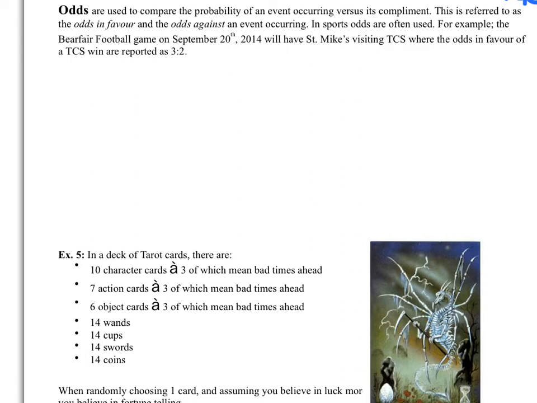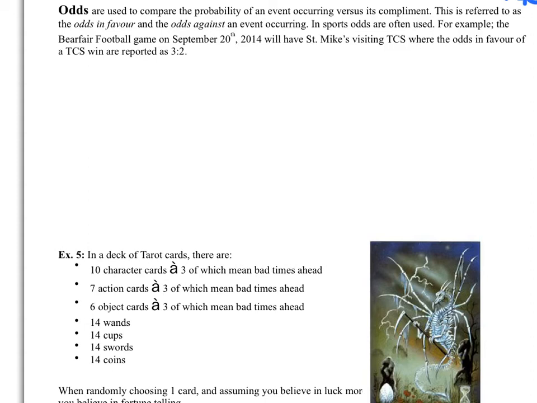Okay, Miss Penna, how come I'm always hearing people say things like, what are the odds of that happening? Well, Mr. Langford, odds are actually very important in probability. Odds are used to compare the probability of an event occurring versus its complement. This is referred to as the odds in favor and the odds against an event occurring.